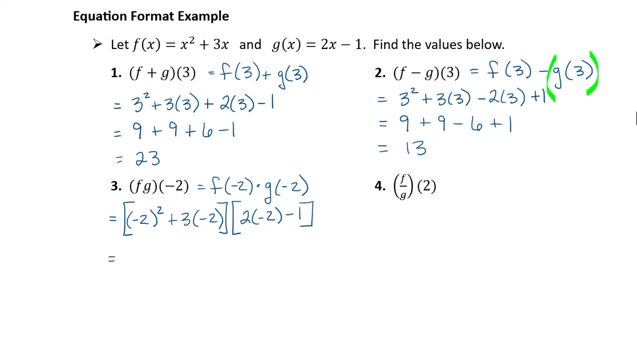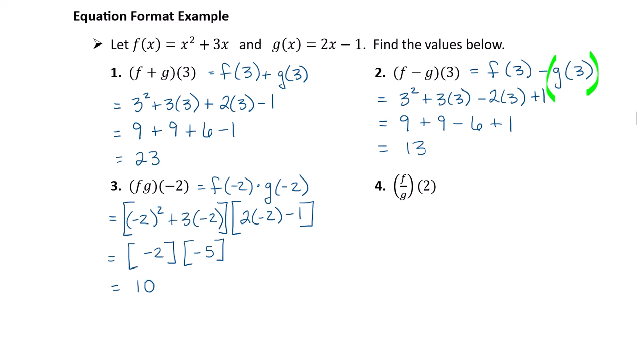We simplify inside the square brackets. We'll have 4 minus 6, negative 2, and negative 4 minus 1 is negative 5. So I have a negative 2 times negative 5 is 10. f times g of negative 2 is 10.